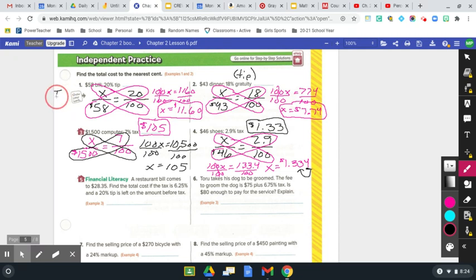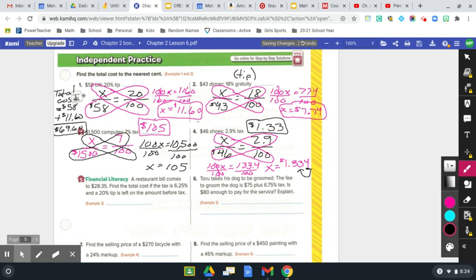We're going to add. And so we're going to take the $58 and add to that the $11.60. Total cost. Add those together. And when you do, you should have a total of $69.60 that you've spent at that restaurant with tip included.